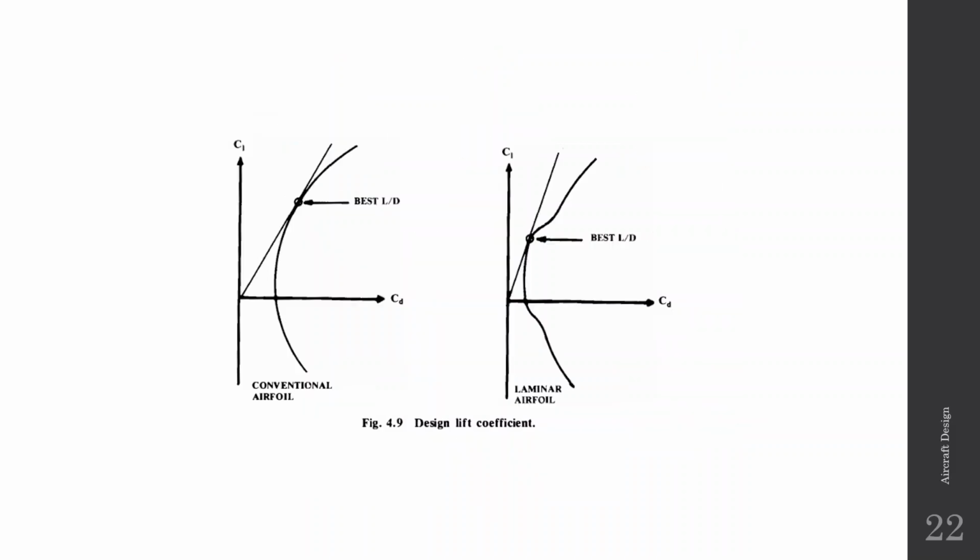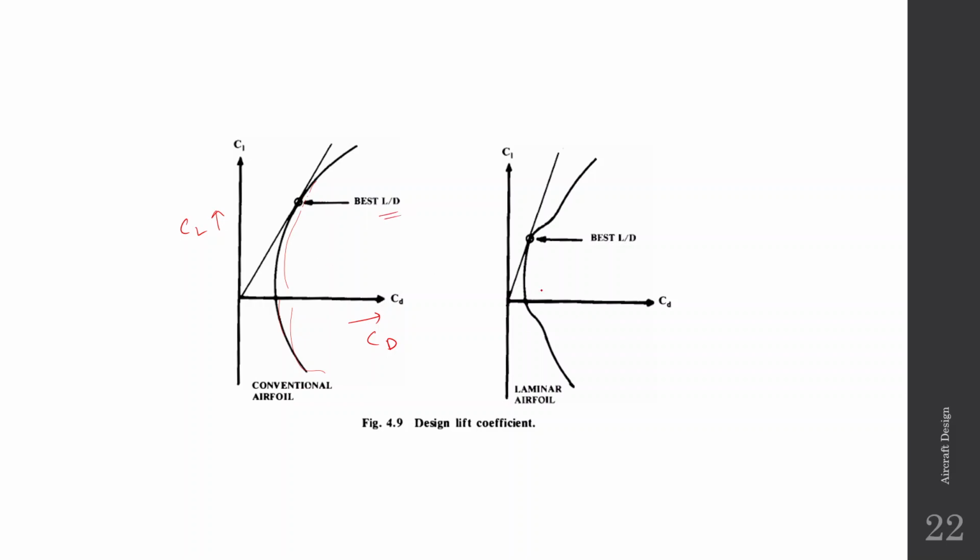Now one thing is that I'll discuss this conventional aerofoil and laminar airfoil. So for a conventional airfoil, here this is CL and this is CD, and the CL by CD graph is like this. It is parabolic in shape, and if you draw a tangent line from the origin, you get the best lift by drag point.